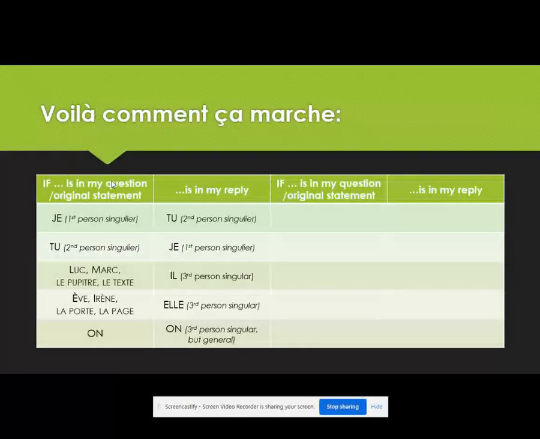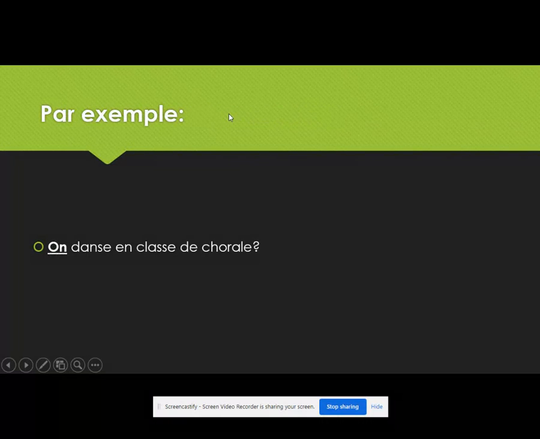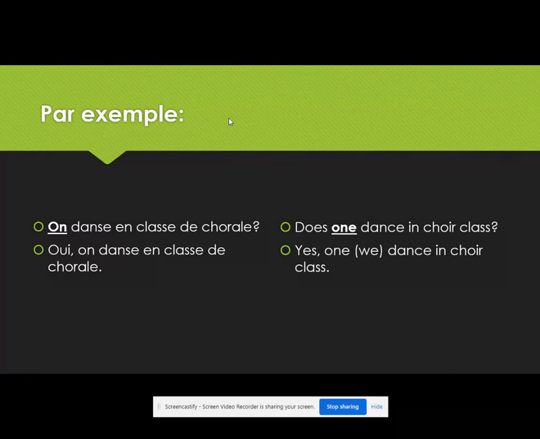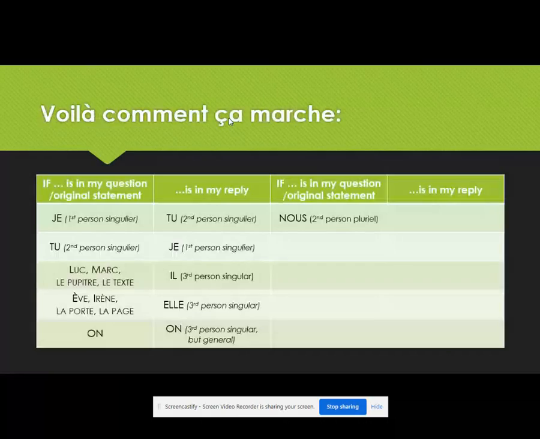And finally, on will always respond to on, so there shouldn't be much confusion with it. On danse en classe de chorale. Does one dance in choir class? Oui, on danse en classe de chorale. Yes, one dances or we dance in choir class. Because remember, on can often be the collective we for everyone present.